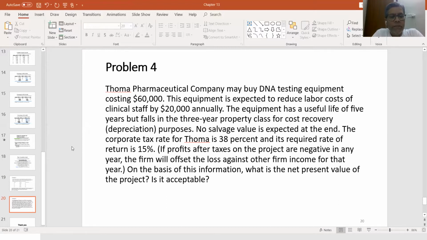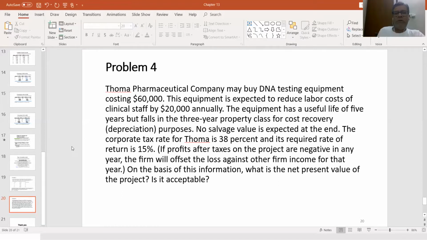The corporate tax rate for the company is 38%. Rate of return is 15%. If profit after tax on the project is negative in any year, the firm will offset the loss against other firm income for that year. So if we have a loss and this loss needs to be carried forward, we need to look at how we can carry it forward, and we can use this in the question if there's a loss. On the basis of this information, what is the NPV of the project, and is this acceptable?